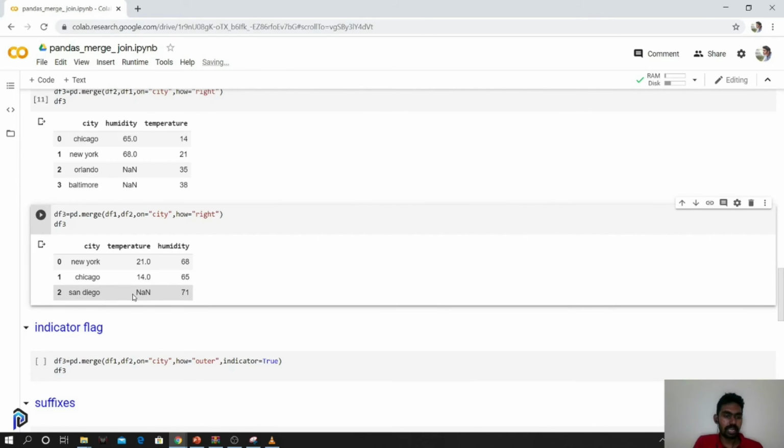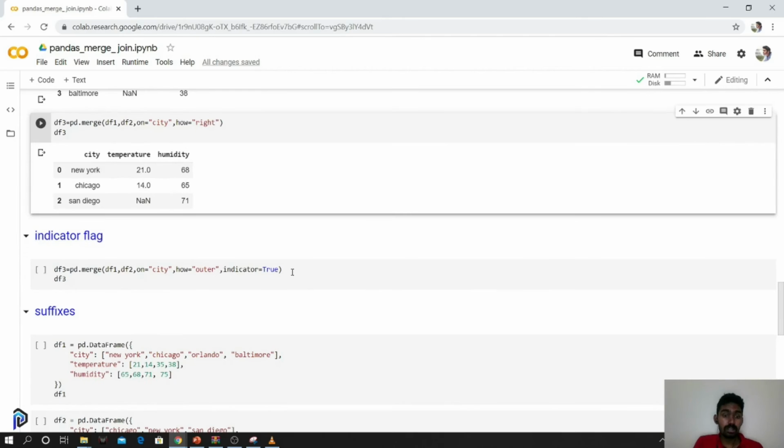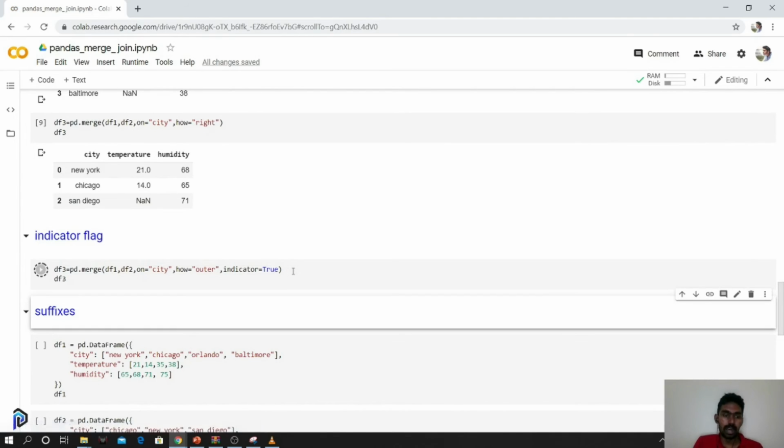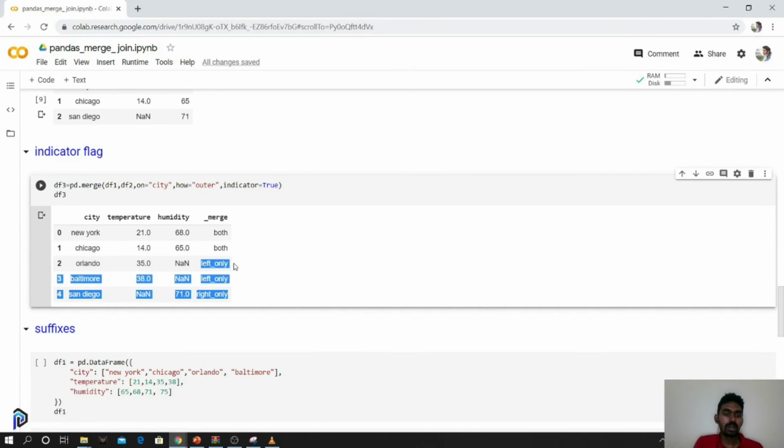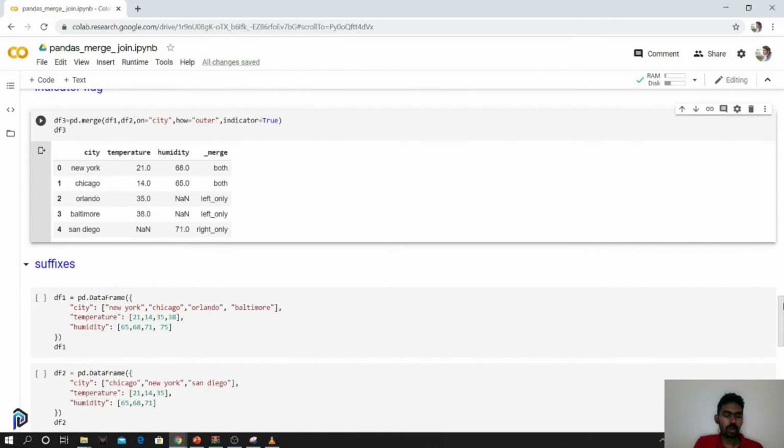So many times you get NaN value. So sometimes you want to know which was the column which actually resulted in NaN, whether it was the right column or the left one, right data frame or the left data frame. So you can use this indicator. What this does is, if NaN value is there, it shows whether the NaN value was due to the left data frame or right data frame. Okay. Yeah, going forward.